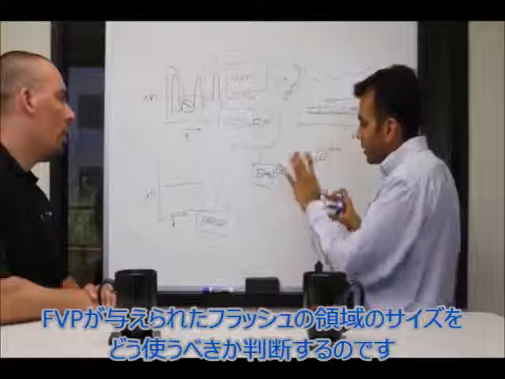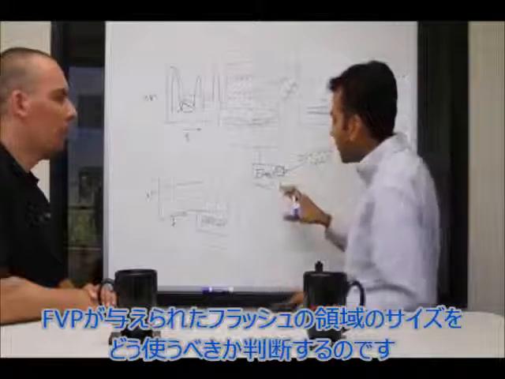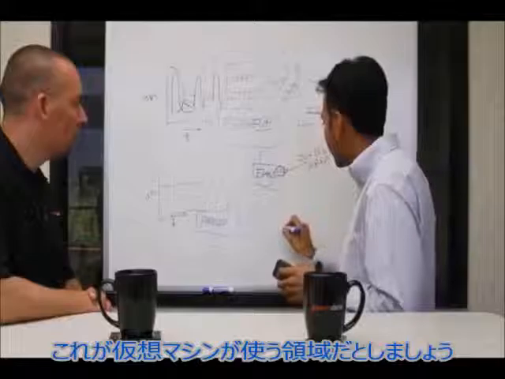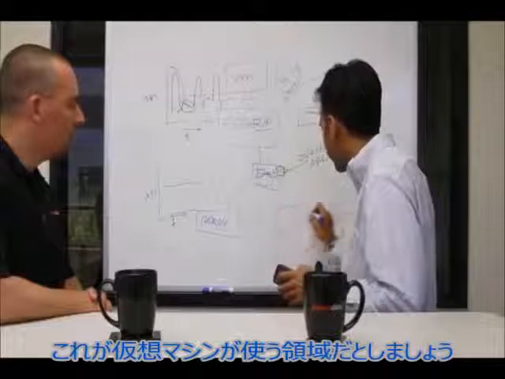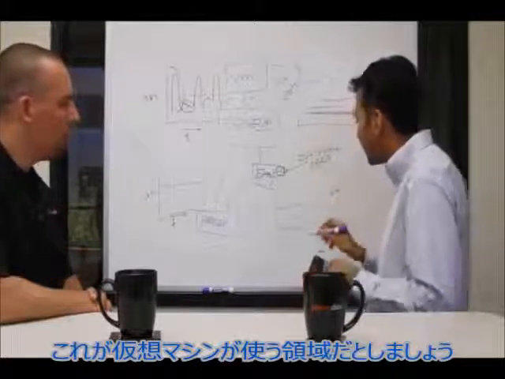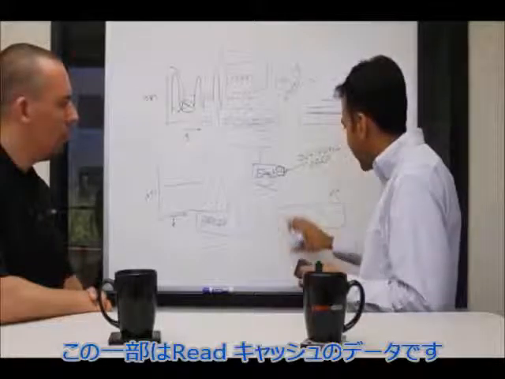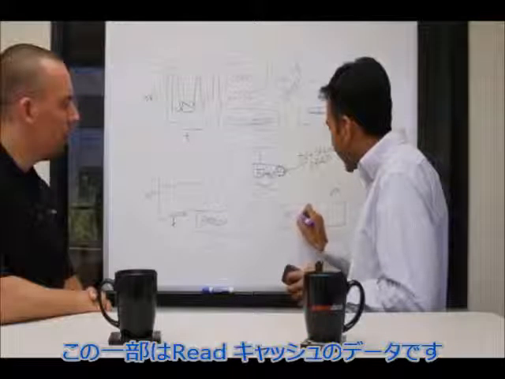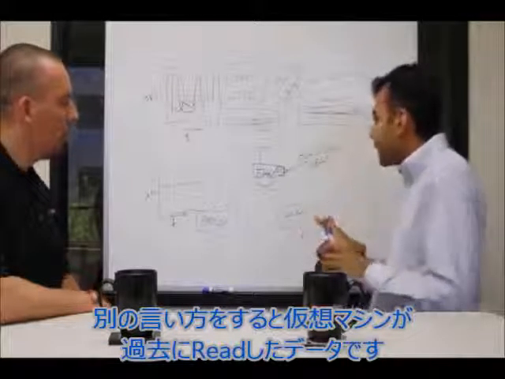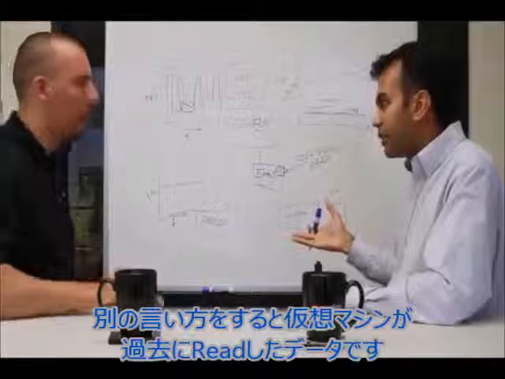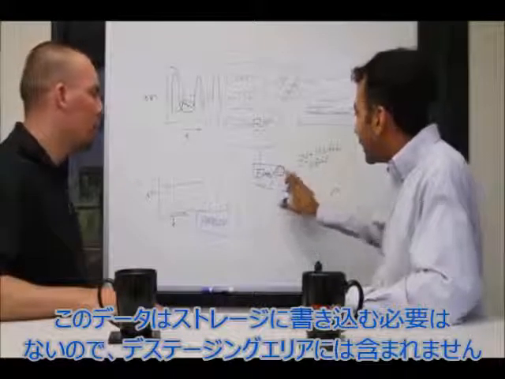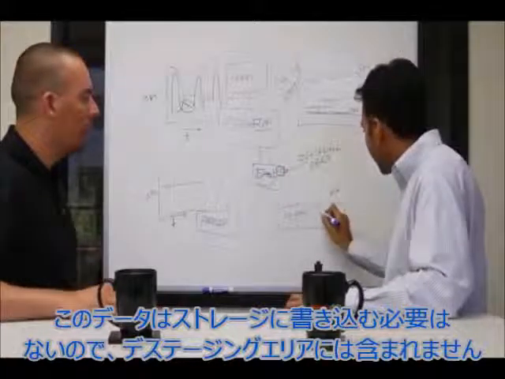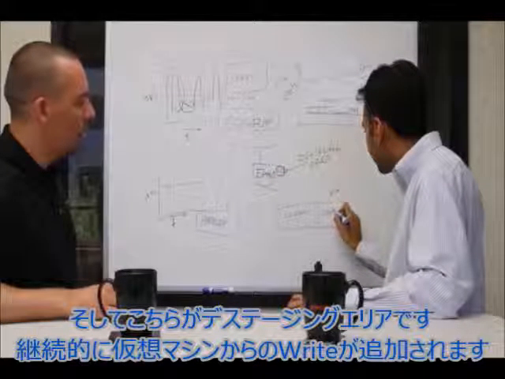But in general, all that aside, from an implementation point of view, the way to think about space with FVP is that, let's say this is the space used by a virtual machine on flash. And so part of that space is read-only data. In other words, data that the virtual machine has read or written in the past. But this is not data that needs to be written out to the array. This is not part of the destaging area. Okay. And then there is the destaging area.